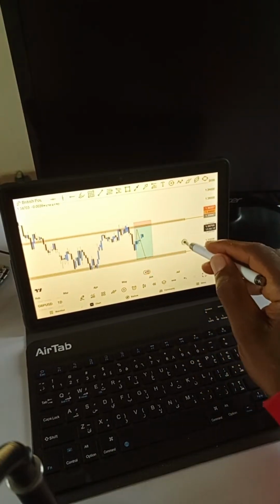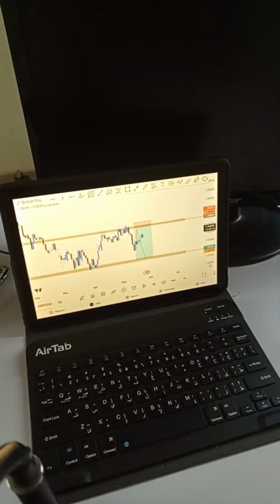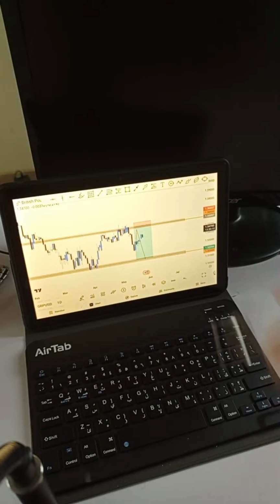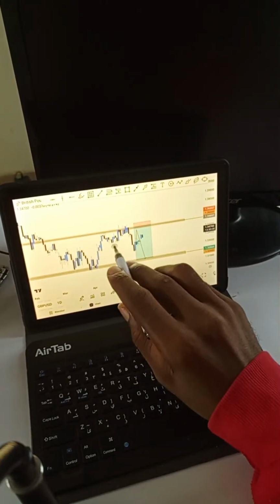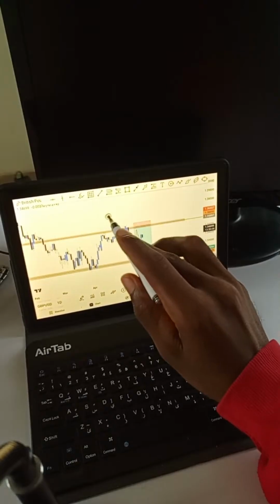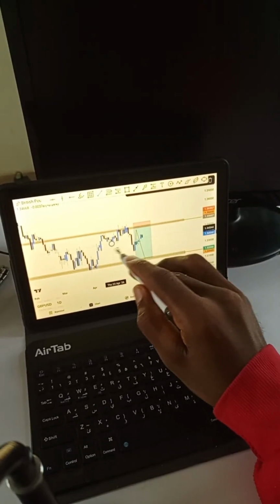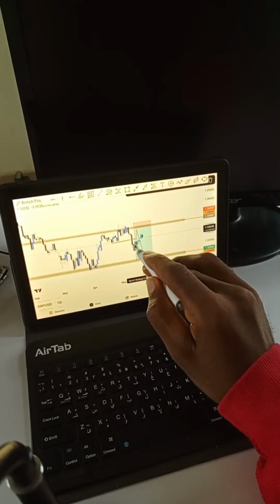And now, for those who understand, I trade with FIP levels. I use FIP levels to confirm my entries. So we saw a little break of trend, or you can call it a change of character here.